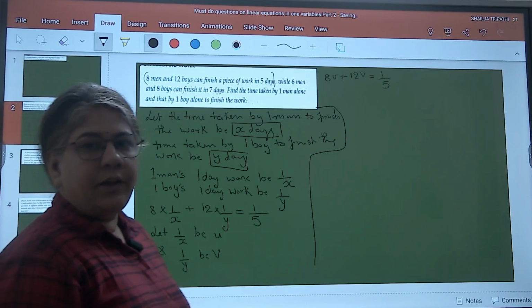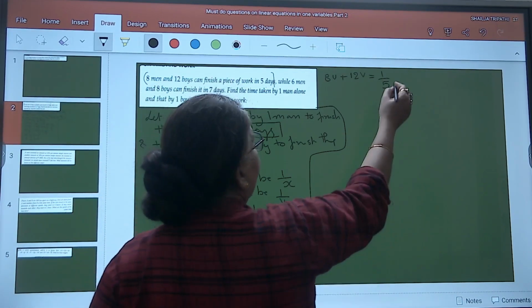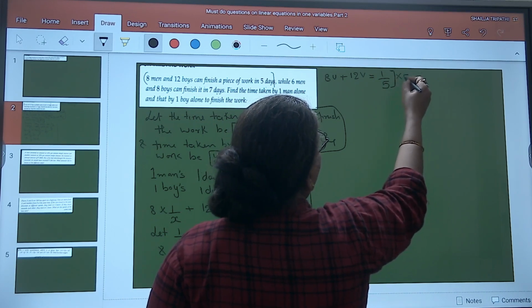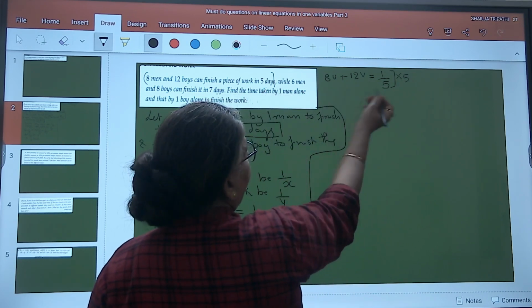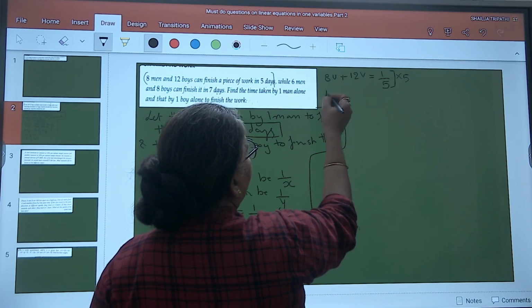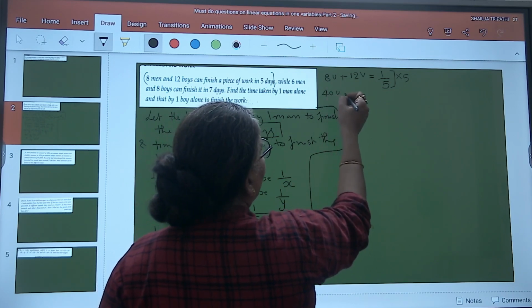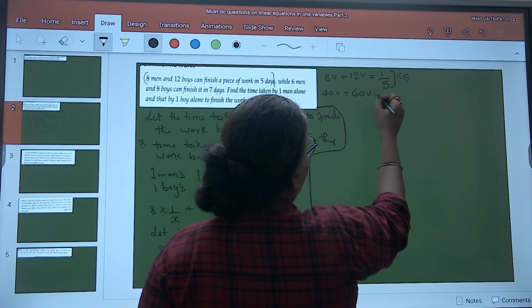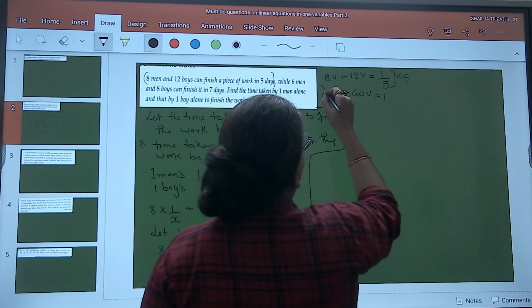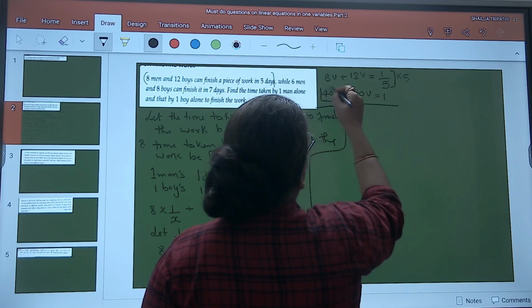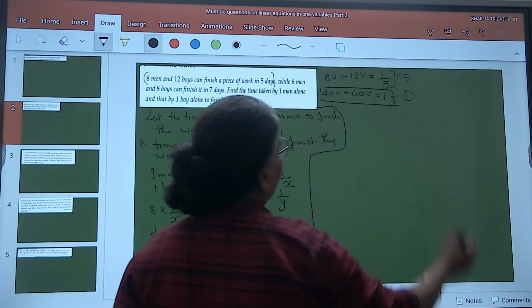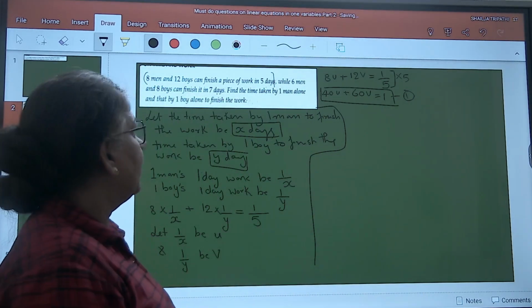Now we'll multiply the whole equation by 5 to remove this denominator 5. So multiply the whole equation by 5. What we get? 5 8s are 40, so 40u plus 60v is equal to 1. Now this will be our equation number 1.